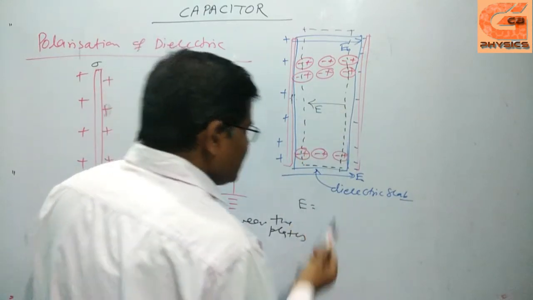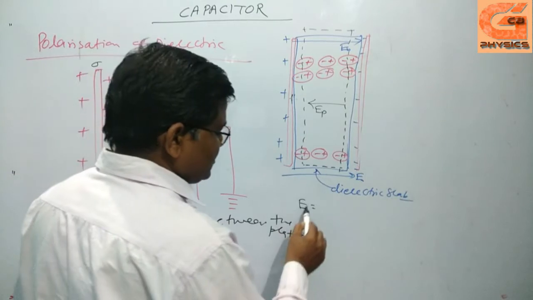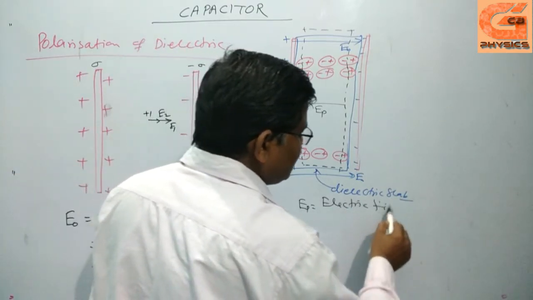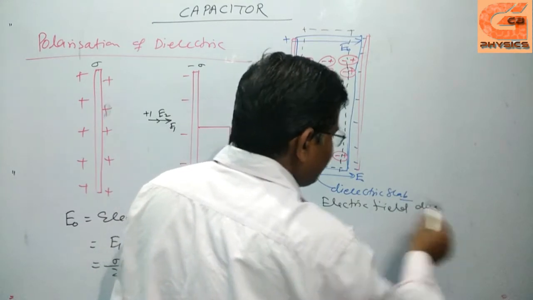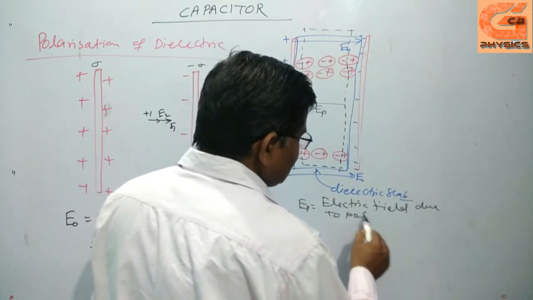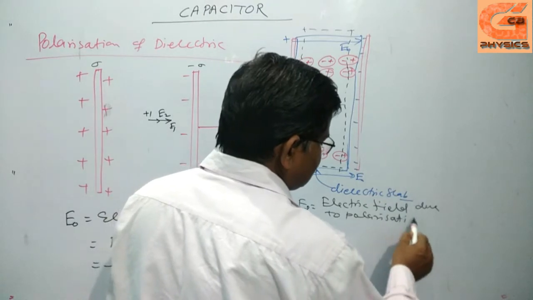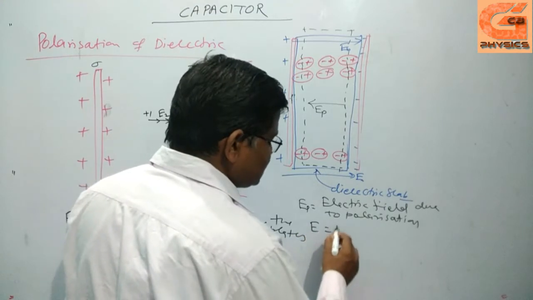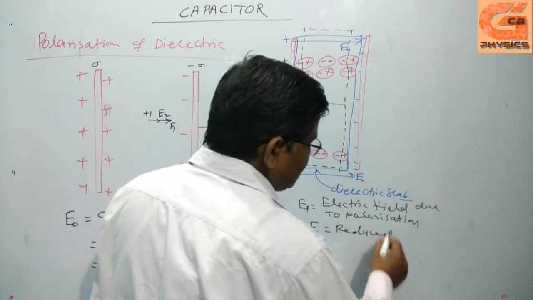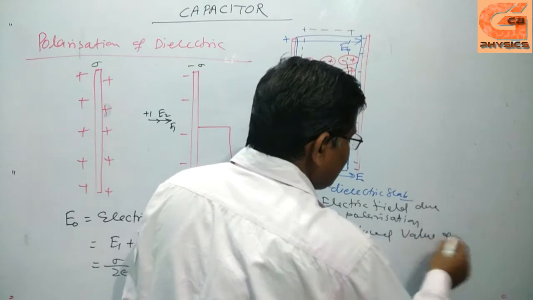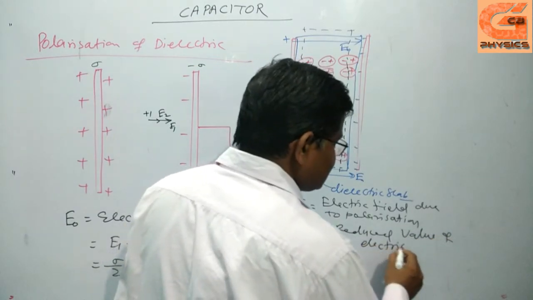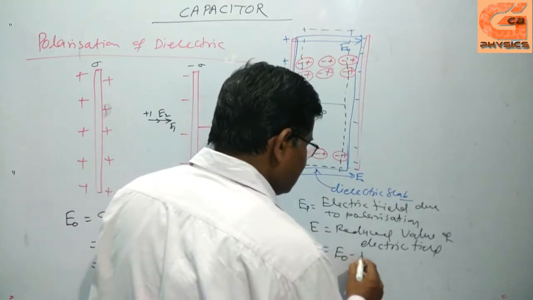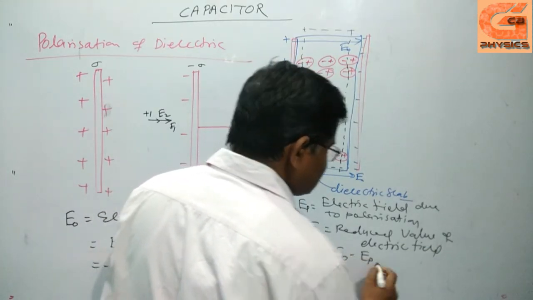This is the electric field due to polarization. Then the net electric field is the reduced value of the electric field, which means E naught minus E P. This is equation 1.